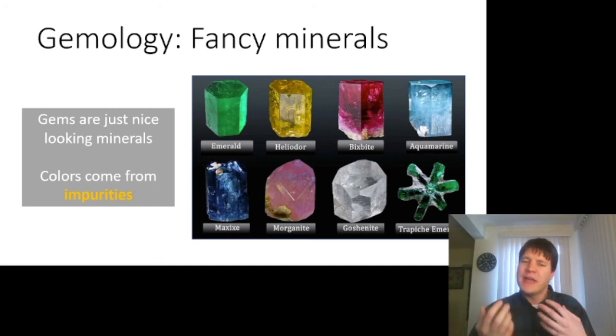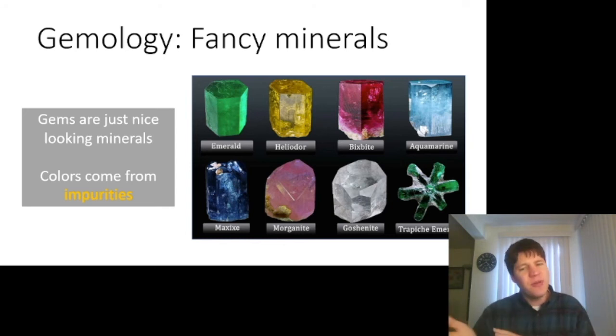So if there's a particular chemical in that mineral that gives the mineral an overall greenish color, that impurity is what's actually causing it to be green. And if there's a different impurity, a different mineral, that might cause it to be a different color.